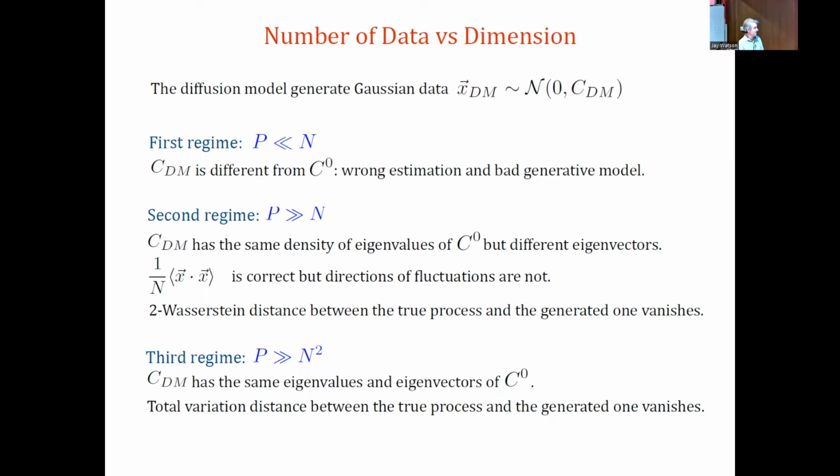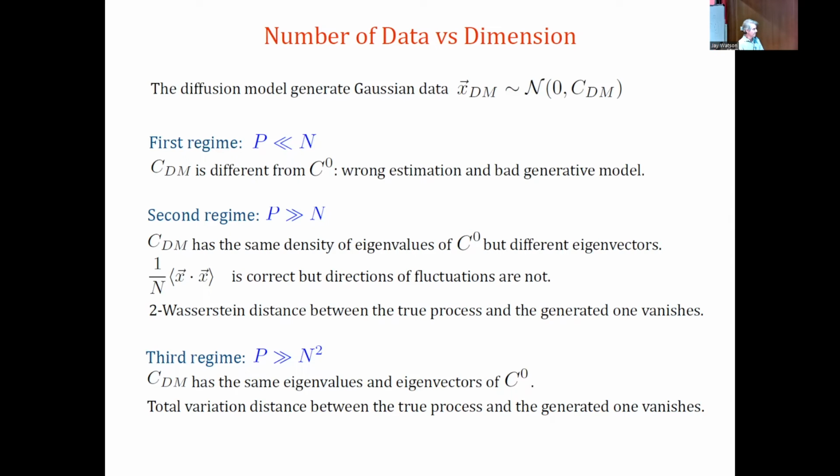And so what you find is that if the number of data is much less than the dimension, then the model is clearly wrong. This covariance matrix has nothing to do with the true covariance matrix; the diffusion model is just producing nonsense. Now there is a second regime, where the number of data is much larger than the dimension, but less than the dimension squared.